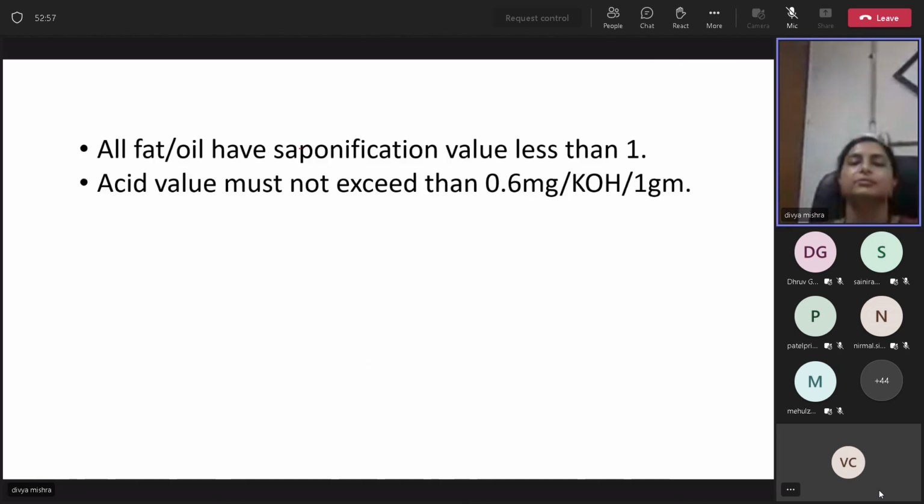And last but not the least, all fats and oils have a saponification value less than 1. The acid value must not exceed 0.6 milligrams of KOH per gram.